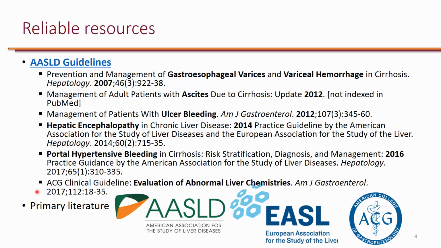And also we have the American College of Gastroenterology. When it comes to GI bleeding, they have guidelines. So for gastroesophageal varices and variceal hemorrhage, we have an AASLD guideline from 2007. For ascites, we have AASLD guidelines from 2012. For ulcer bleeding, we have American College of Gastroenterology guidelines from 2012. For hepatic encephalopathy, we have AASLD and EASL together making a guideline that was published in 2014. For portal hypertensive bleeding, there's a 2016 guideline by AASLD. And also ACG recently released a guideline for evaluation of abnormal liver chemistries.